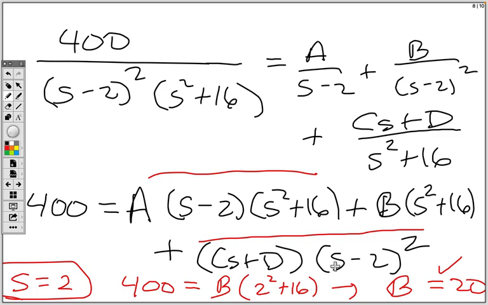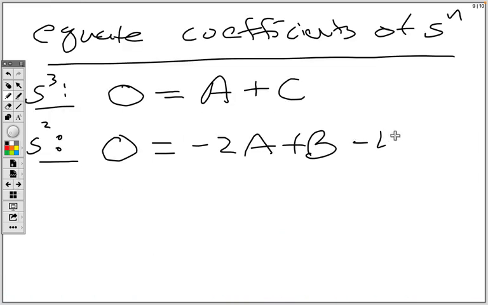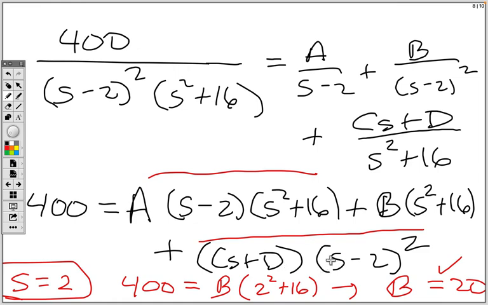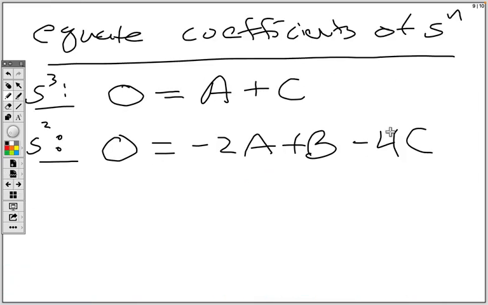Here, how many s squareds would come out? So you might want to, yeah, very good. It might help if you FOIL this out, you'd have s squared minus 4s plus 4. So minus 4s times c s would give me minus 4c s squared. And then you'd have the s squared times the d, so plus d. So here, this equation's got everything in there.